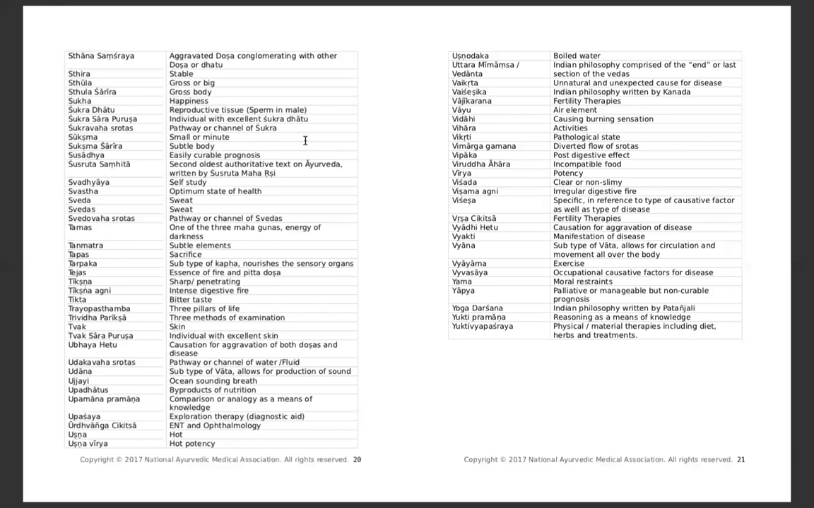Sthana samshraya, sthira, which is stable. Sthula, which is gross or big. Sthula sharira, gross or big body. Sukha, which is happy. Shukra dhatu. Shukra sara purusha, someone with excellent shukra dhatu. Shukra vahasrotas. Sukshma, subtle or minute.